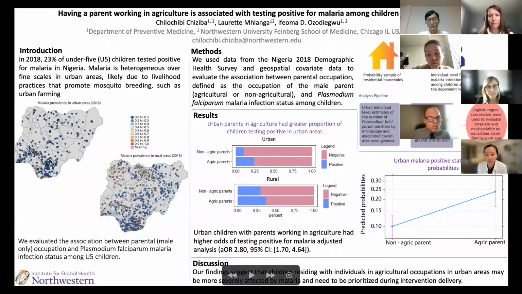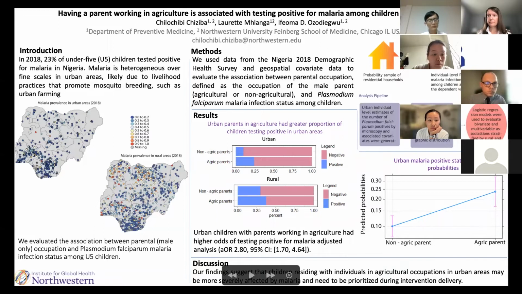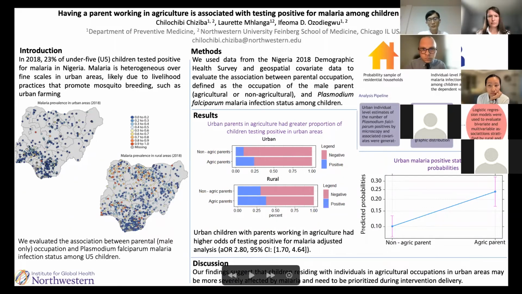Thank you. Hello, everyone. So the motivation for our study is drawn from the fact that in 2018, as some of you may know, 23% of children under the age of 5 tested positive for malaria in Nigeria. That's according to the DHS. And as you may know, the under 5 age group is one of the most malaria-affected, and they contribute to the overall malaria burden in many countries, including Nigeria. And Nigeria is still the world's most malaria-burdened country.